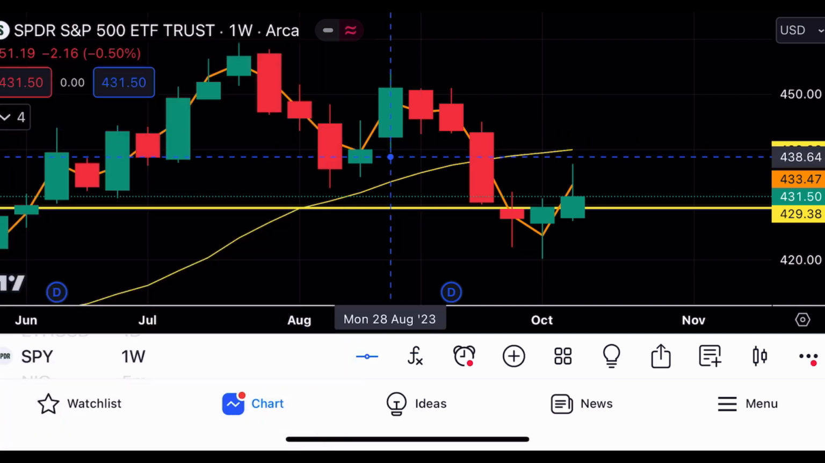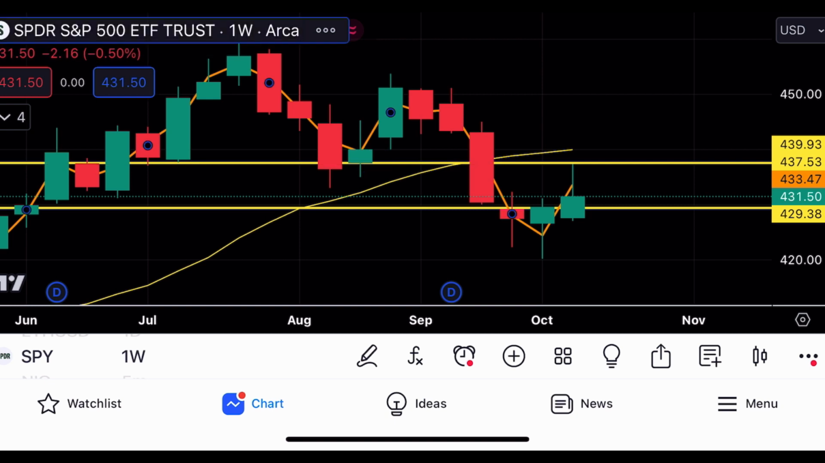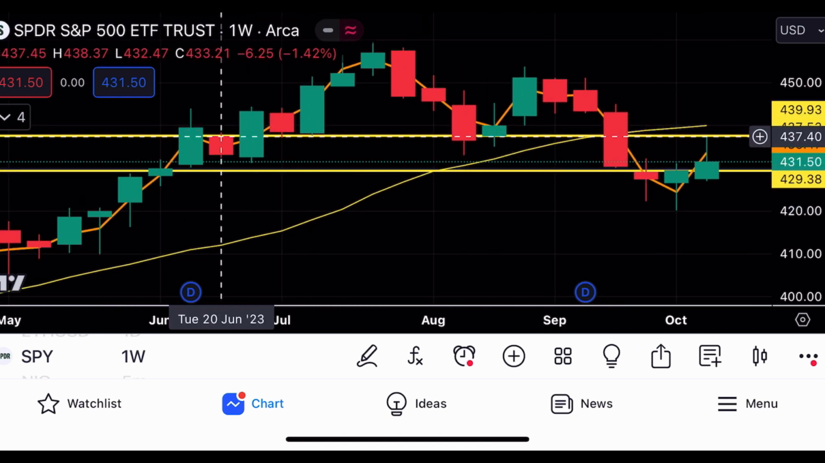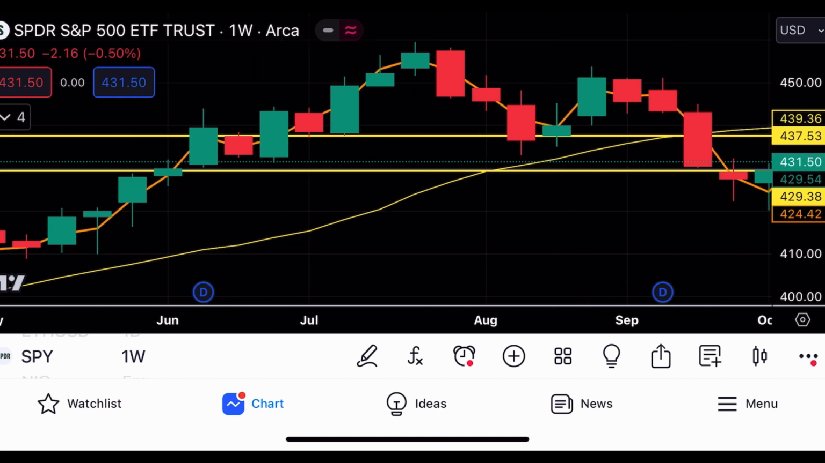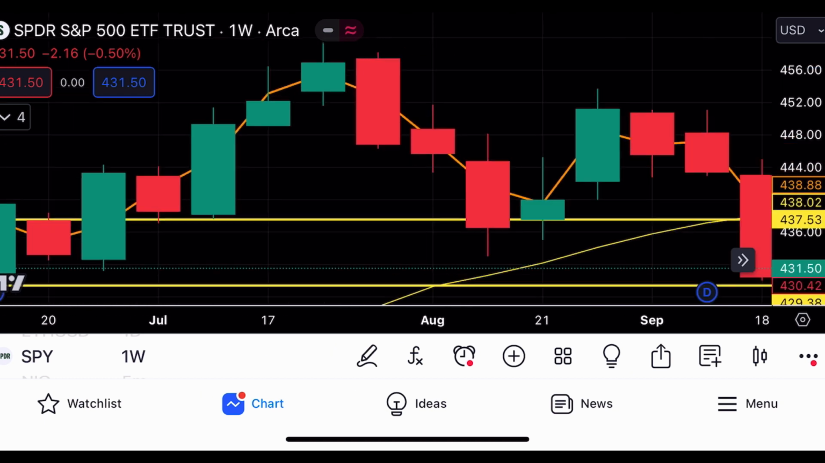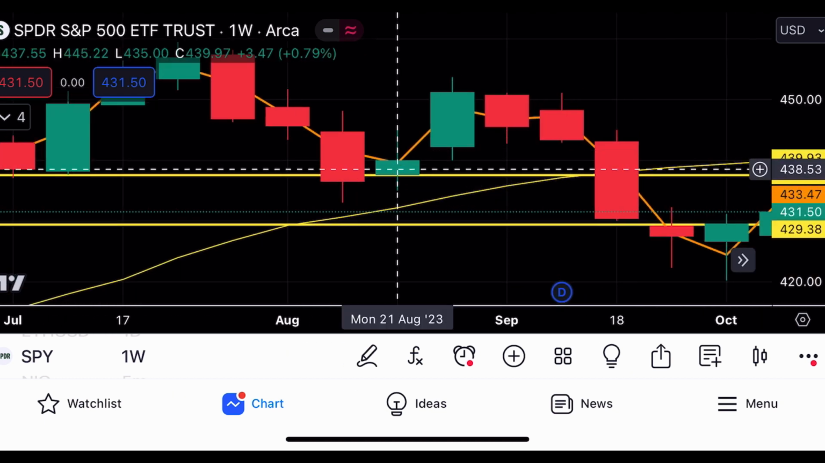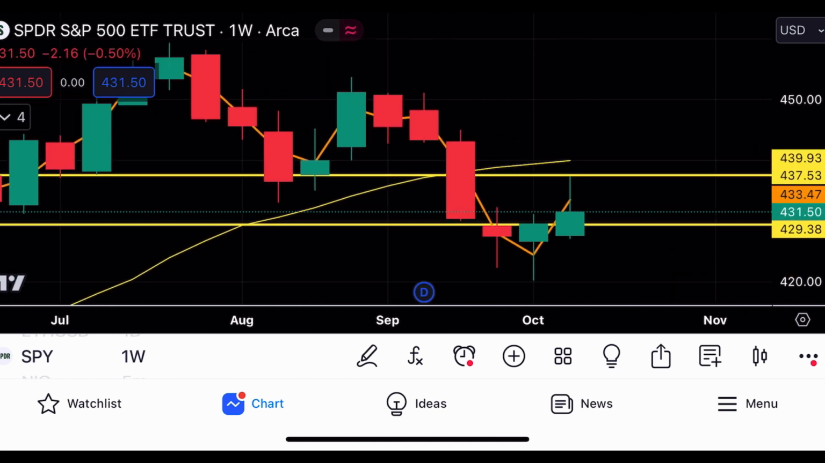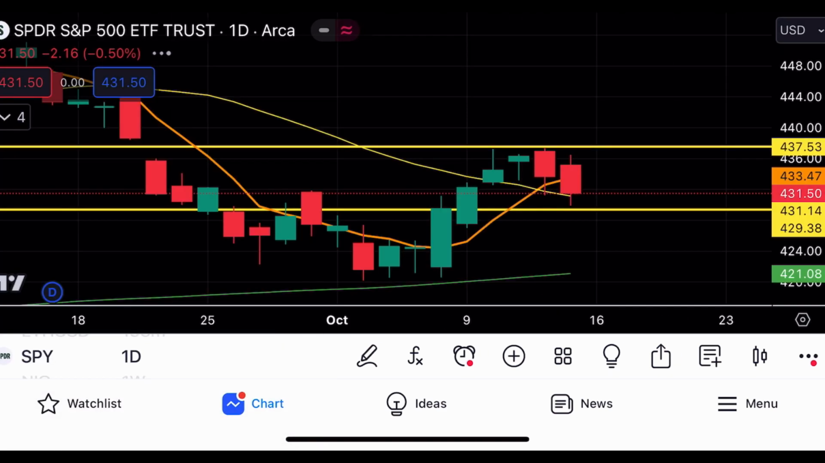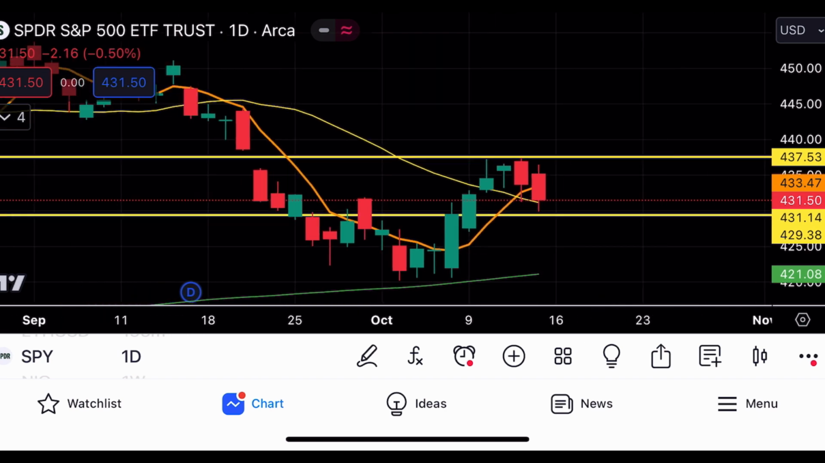And then resistance, I'm doing the same thing. I'm looking for flat areas, basically where a ball could bounce. Boom. You want to sit it right on the body of the candle, not the tail of the candle. See how the red candle right there, it rejects off of it. And if you scroll over here, the green candle bounces off of it. Support turns to resistance, resistance turns into support. Vice versa.